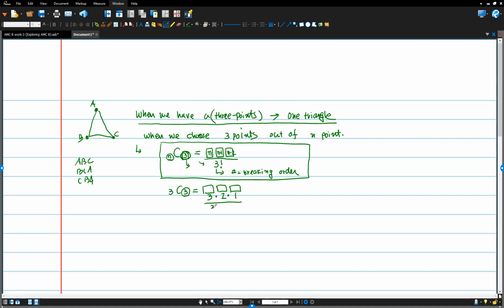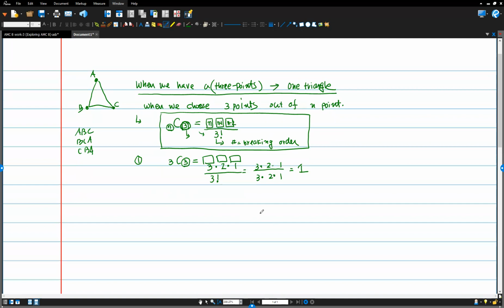3 factorial. You know the factorial, right? 3 times 2 times 1. 3 factorial is there, 3 times 2 times 1, so equals 1. That's why we got the 1 triangle. That's the number 1. Use the formula, okay?